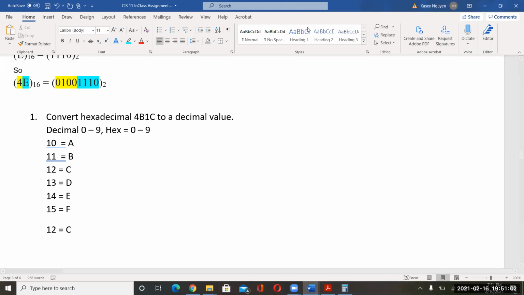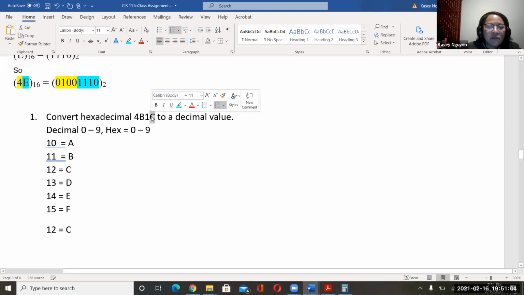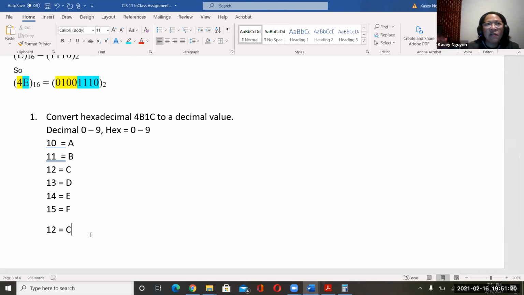Okay. Got it. So we're going to start with the C because it's the most right. You can start with 4, right? But I wanted to show you the C. So C is equal to 12 in decimal. So just like what we did before, we can use the subtraction method and find out our 0s and 1s in binary.